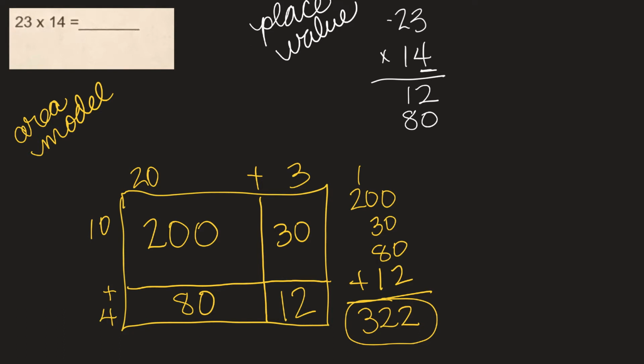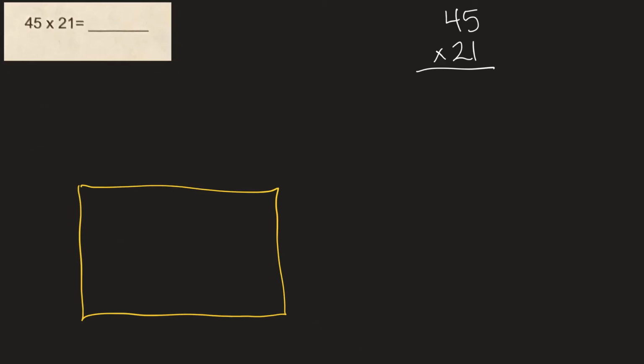And then we're going to move to the tens place. So that 1 represents 10 because it's in the tens place. So 10 times 3 is 30. And 10 times 20 is 200. And we add that up. And again, we get 322.